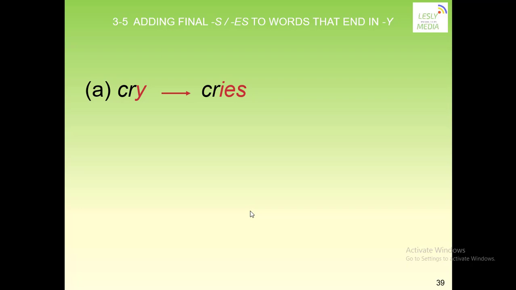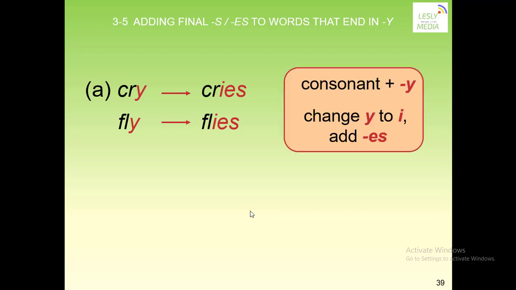It will become cries. Flies. When the end of the word ends with the consonant before y, you have to drop y and change it with ies. Once again, if the verb ends with y and before y it is a consonant, you have to drop y and change it with I plus es. So it will become cry becomes cries, fly, flies.